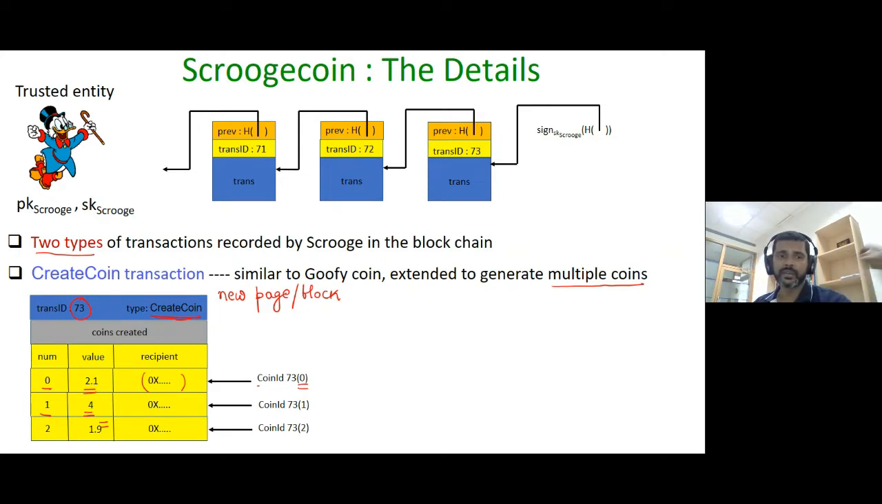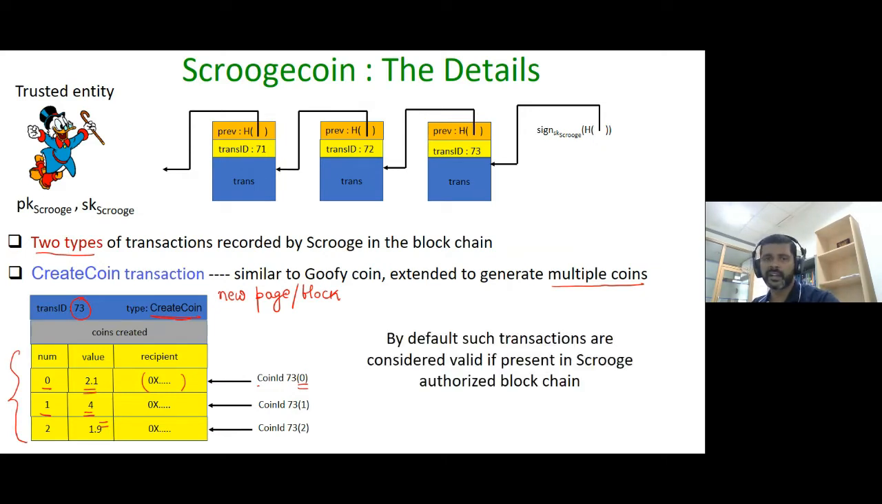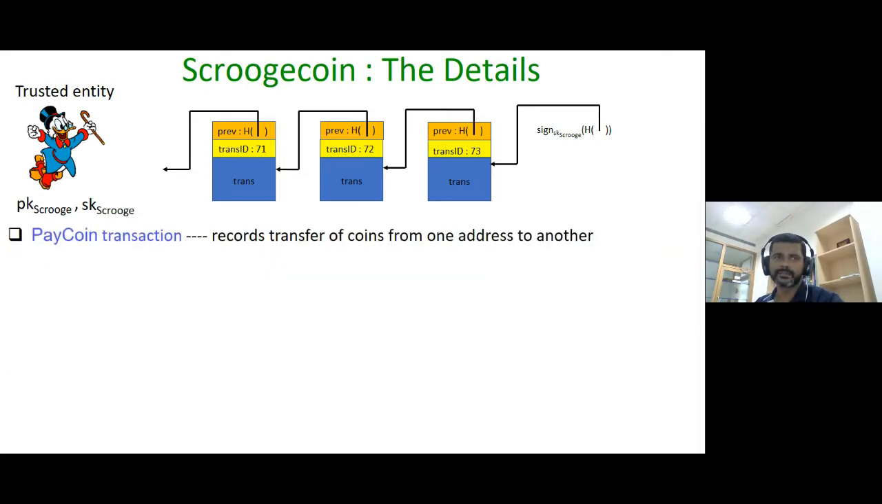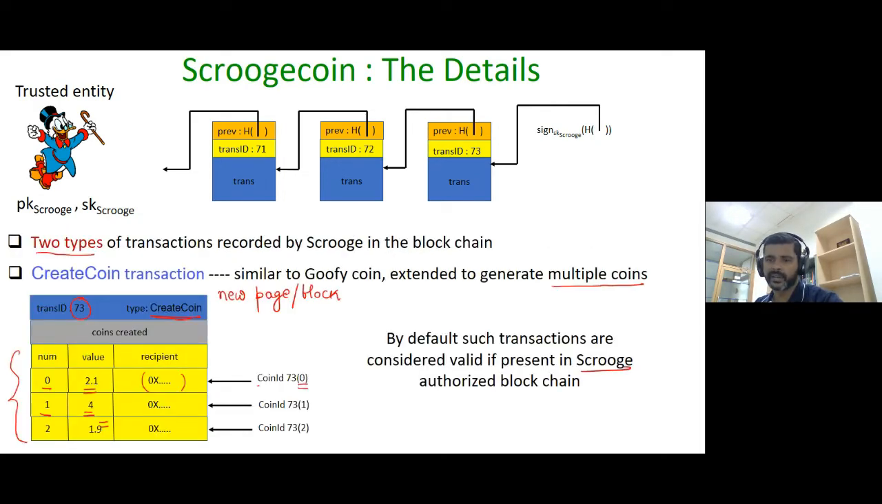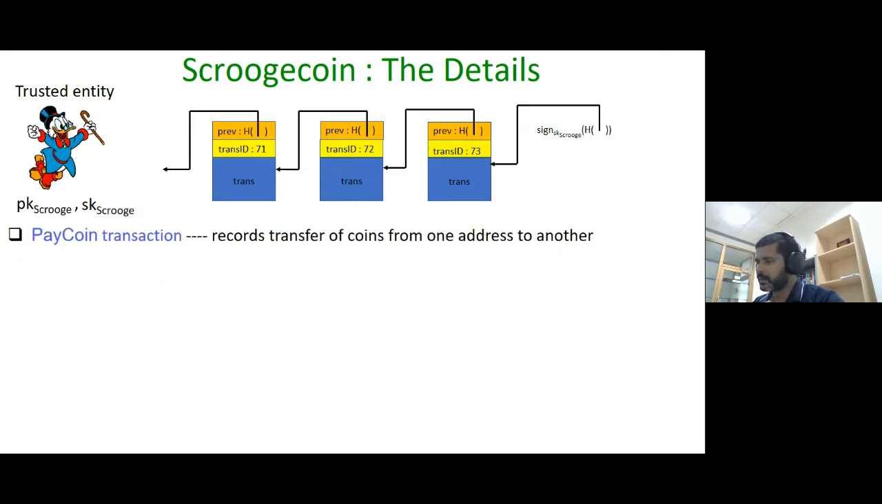In an array, we call the 0th element, first element, second element, and so on. In the same way, if you have multiple coin create transactions in this block, to refer to a specific entity, we can use the array indexing. And of course, this block will be signed by Scrooge, and only Scrooge can make such blocks public. So by default, such transactions will be considered valid if Scrooge authorizes such blocks by signing it. Okay, so that's the first type of transaction for minting coins.